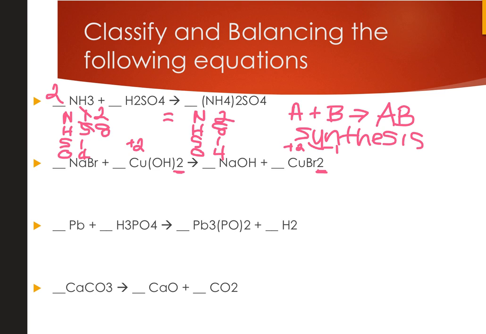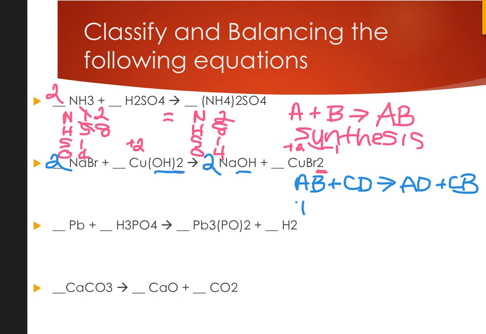All right, let's balance. I'm going to just change color here. Okay, so I have 2 Br on the right, so I'm going to put a 2 here. That gives me 2 Na, so I'm going to put a 2 here. That now gives me 2 OHs, but I have 2 OHs, so I'm balanced. So this has the format of AB plus CD yields AD plus CB. So this is double replacement. I'm just going to abbreviate that DR.